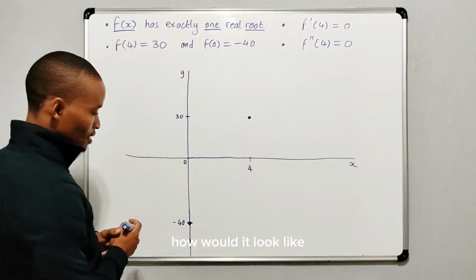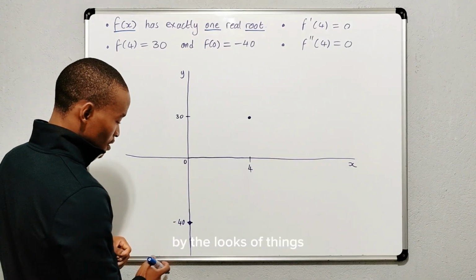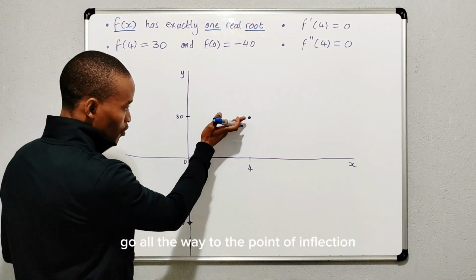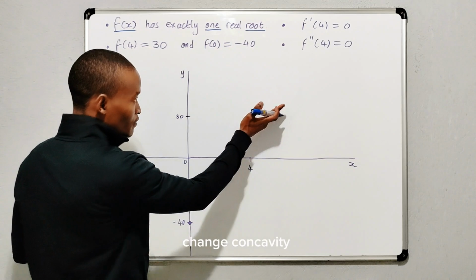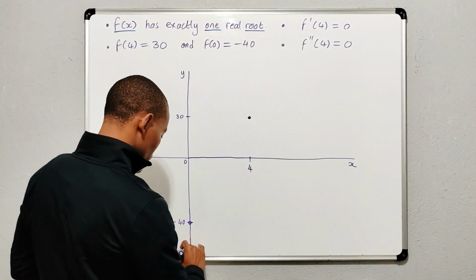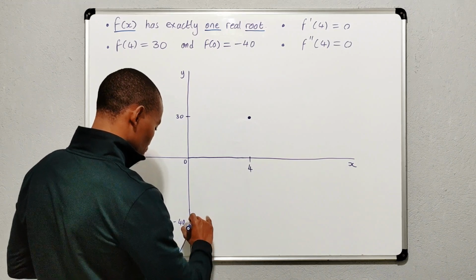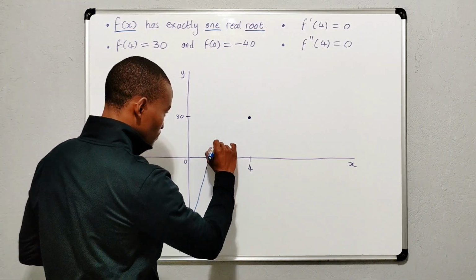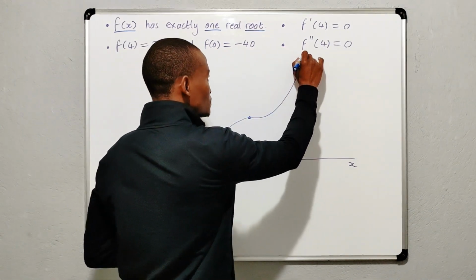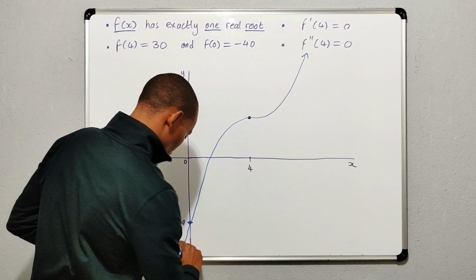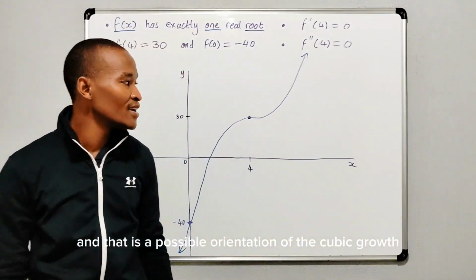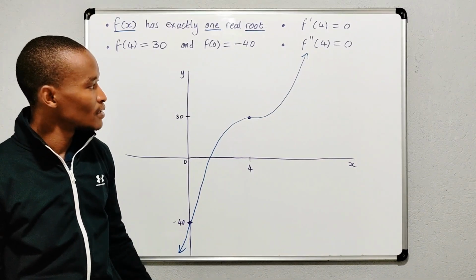How would it look like? By the looks of things, it will cut the y-axis there, the y-intercept, go all the way to the point of inflection, change concavity, and go to infinity. Right, so let us sketch it. And that is a possible orientation of the cubic graph. And there you go.